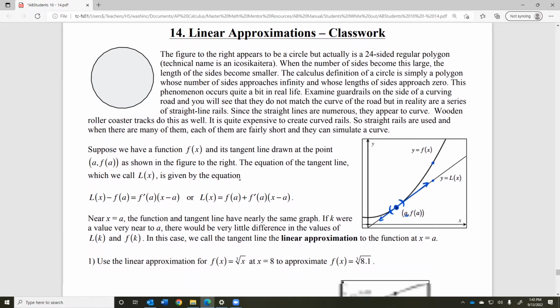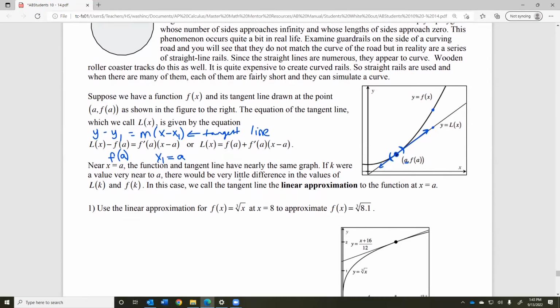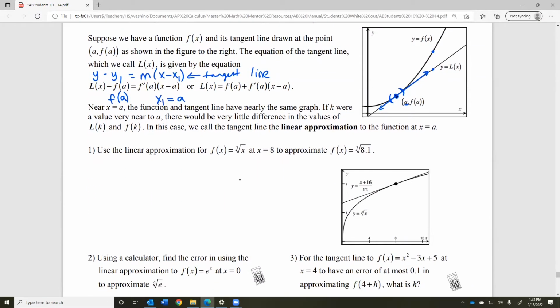So suppose we have a function f of x, its tangent line drawn at the point as shown on the right. What we're looking at here is y minus y1 is equal to m times x minus x1, where x1 is the point equal to a, and y1 is the value that we get when we plug in a. This is really just the equation of the tangent line, and we can use that to approximate values. It's called linear approximation.